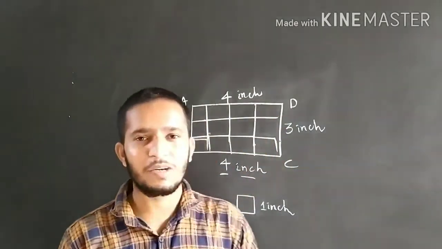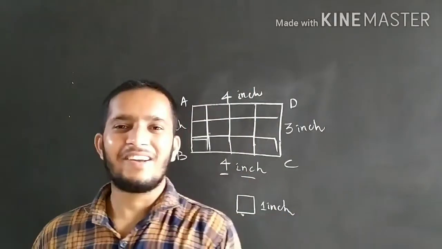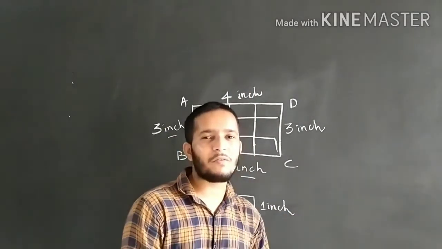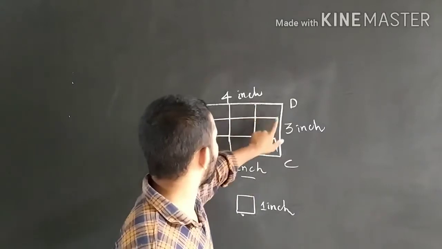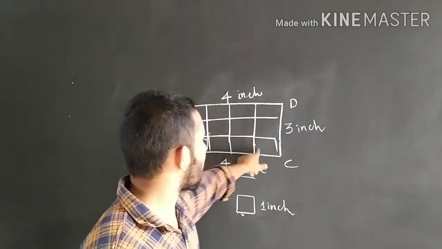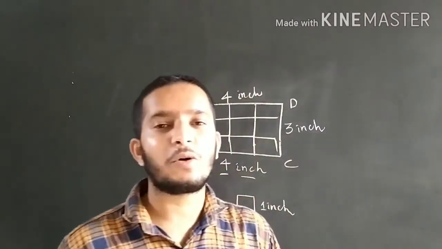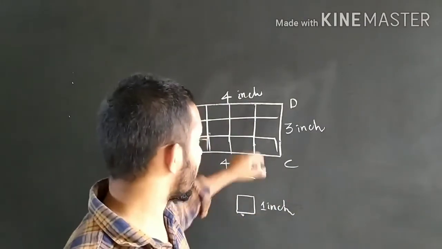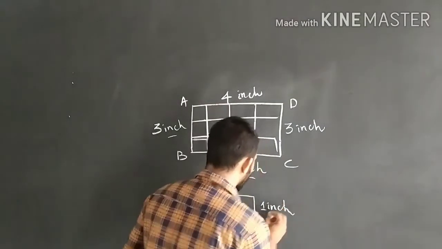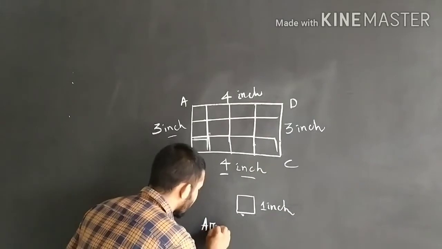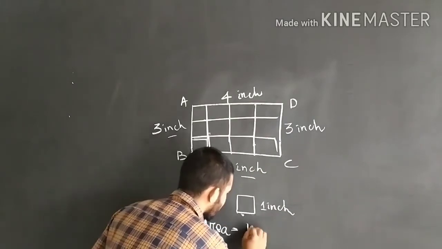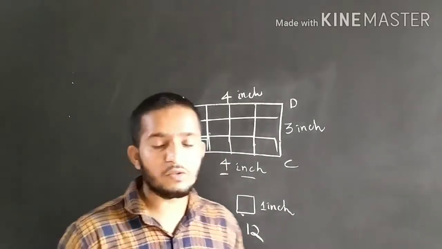So now the total boxes are here. I have drawn the total boxes. Now we can count it: 1, 2, 3, 4, 5, 6, 7, 8, 9, 10, 11, 12. There are total 12 boxes. So the area will be 12. Then the question is, what is 12?